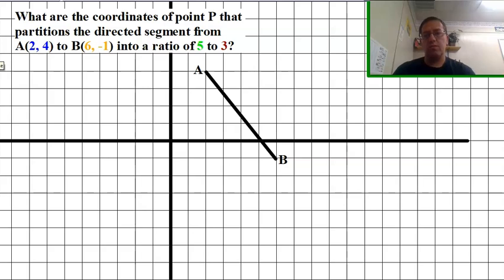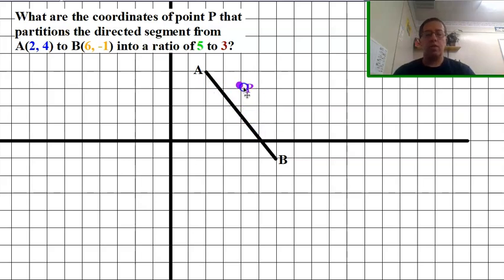So here's our question. What are the coordinates of point P that partitions the directed segment from point A at (2, 4) to point B at (6, -1)? And we want to split it into a ratio of 5 to 3. All right. So what that means, we're going to take this segment here and we're going to put point P somewhere on there that splits the lengths at a ratio of 5 to 3.